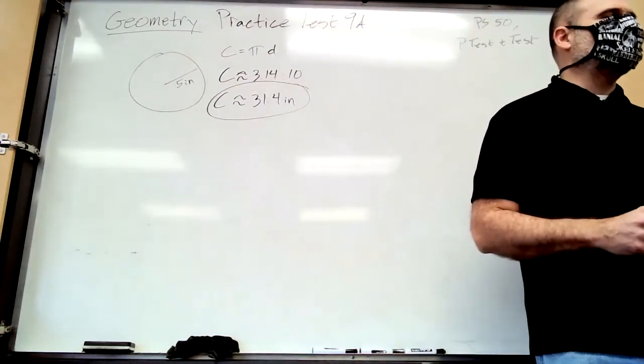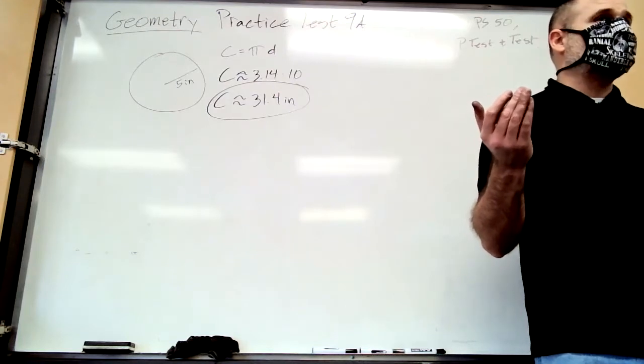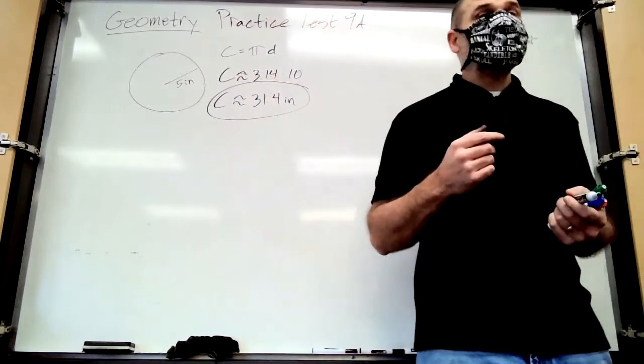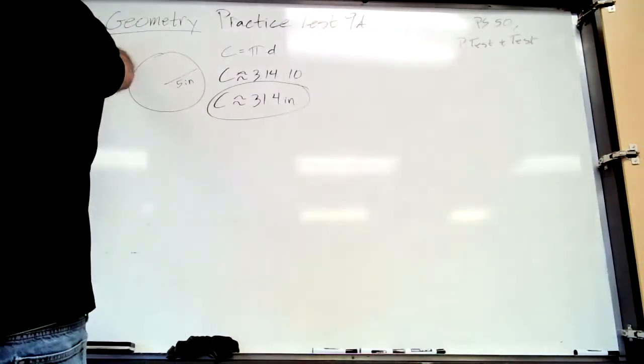Okay, 31.4, because all you're doing is finding the diameter, which if the radius is 5, you just double it. Multiply by 3.14. So when you multiply by 10, you just move the decimal over one place. Done and done. Good job.